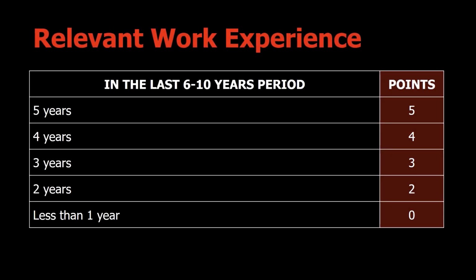The next section shows SINP points for relevant work experience but in the last 6 to 10 years period. You have already claimed points for experience for the last 5 years in the last step. In this step, you claim points for any experience before that. Say you have a relevant work experience of 7 years. You would have claimed 10 points for the last 5 years in the last step, and in this step, you would claim 2 points for 2 years of experience.